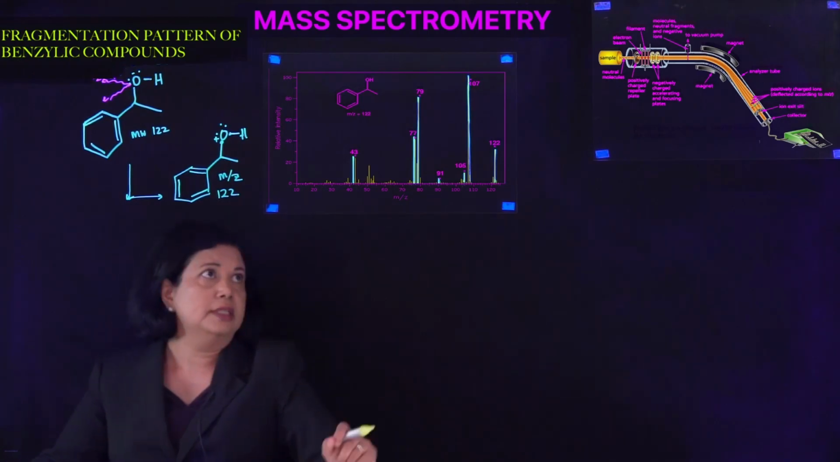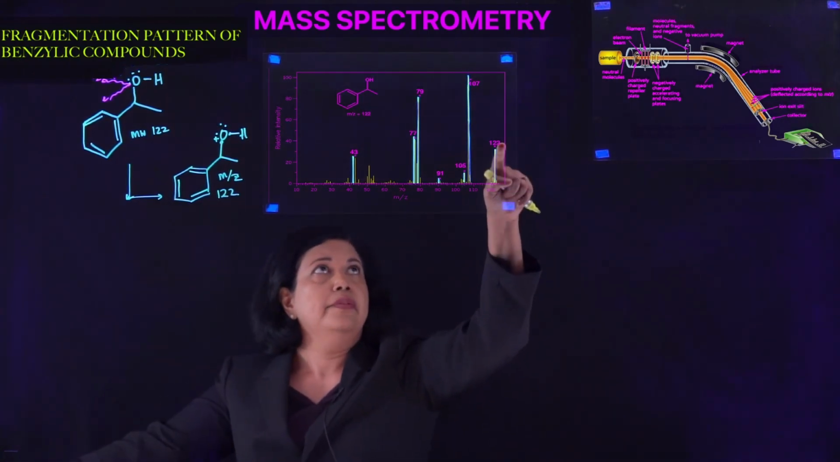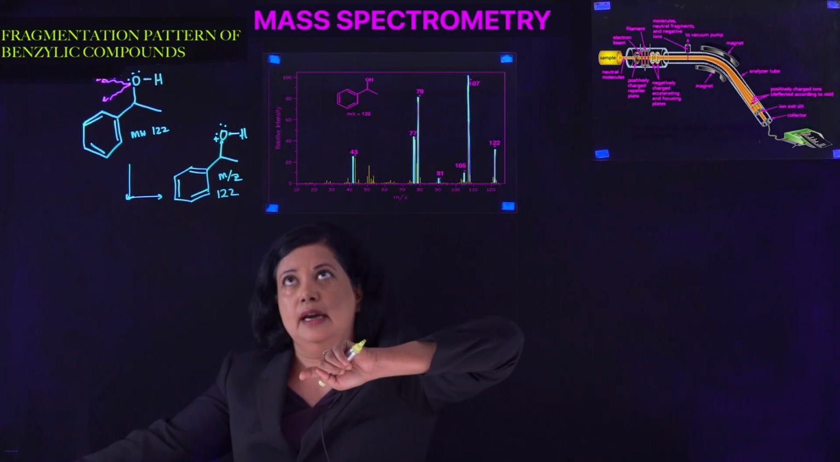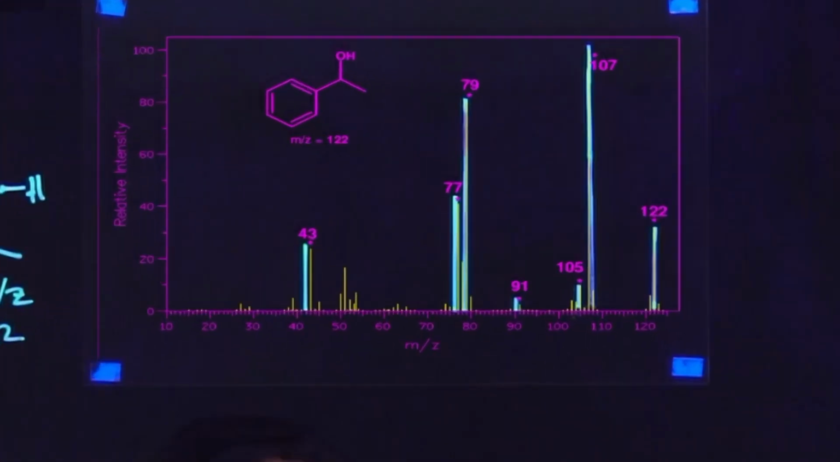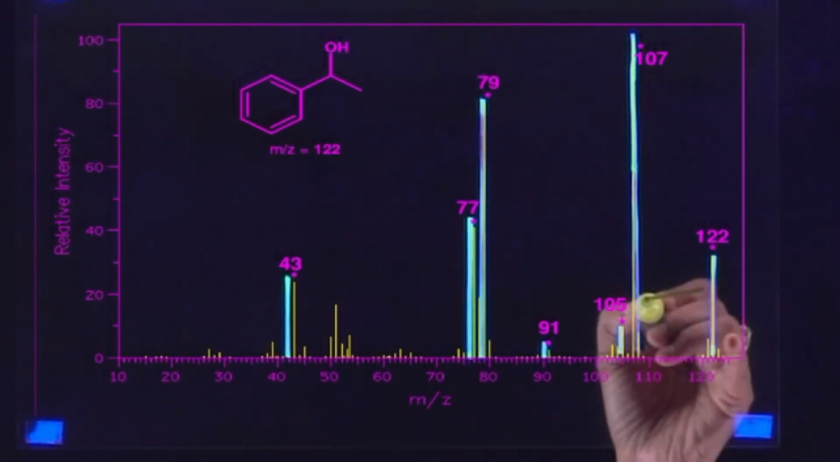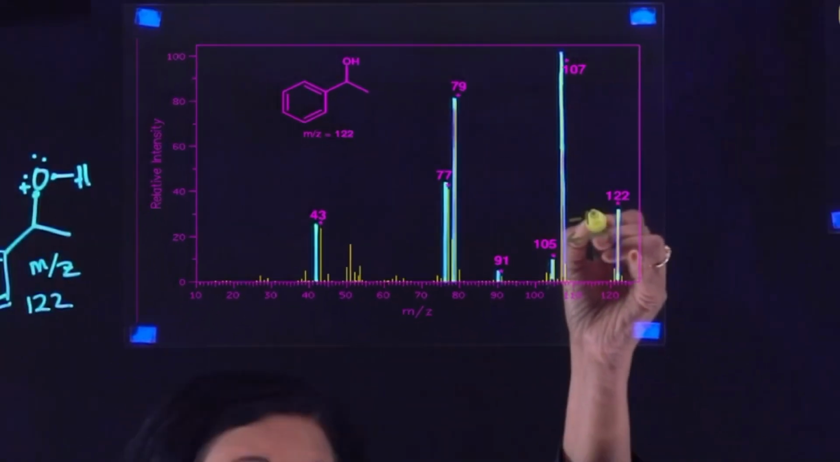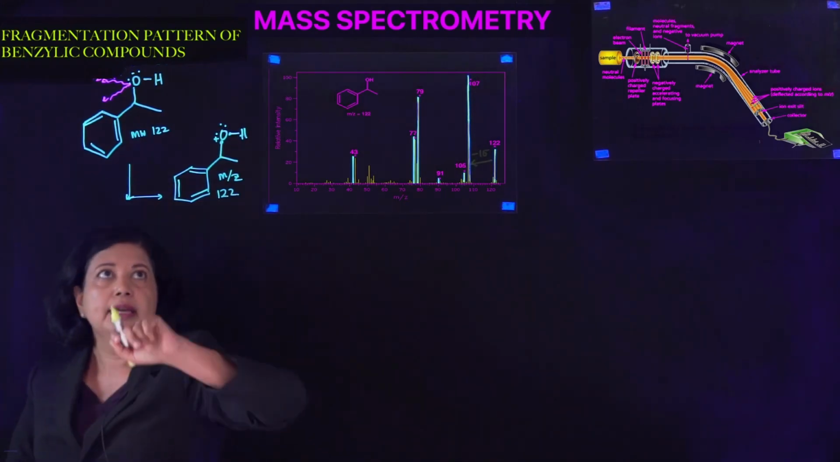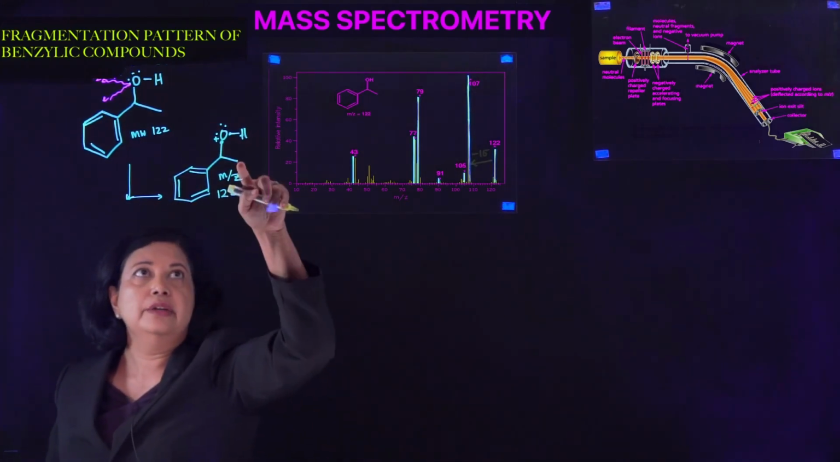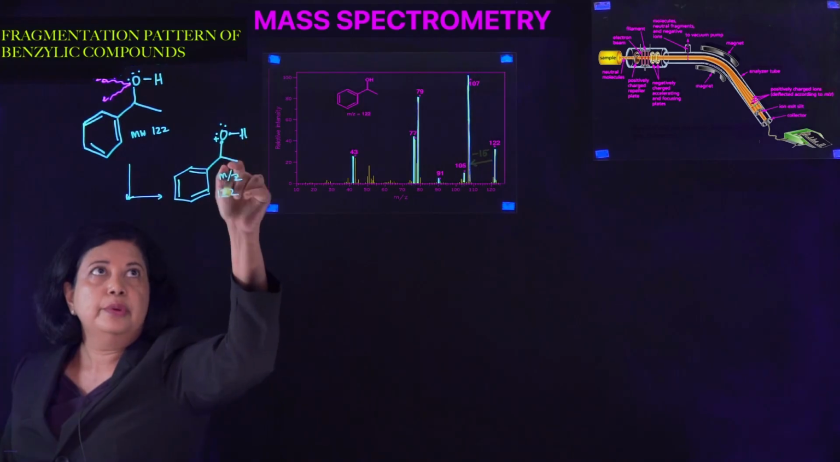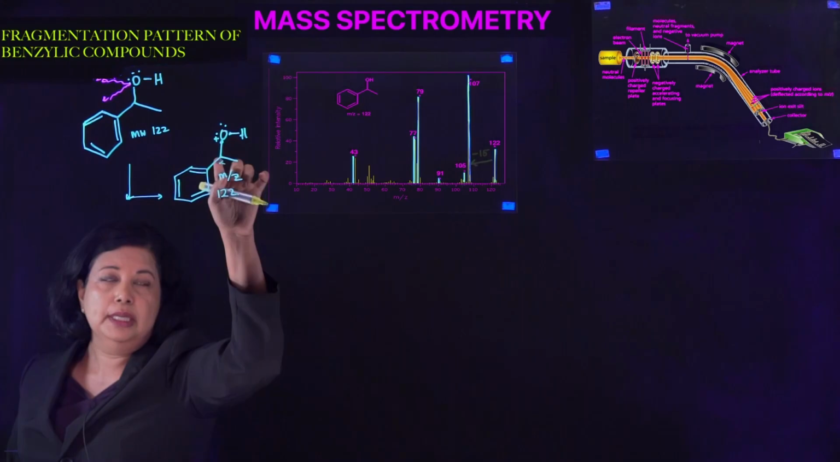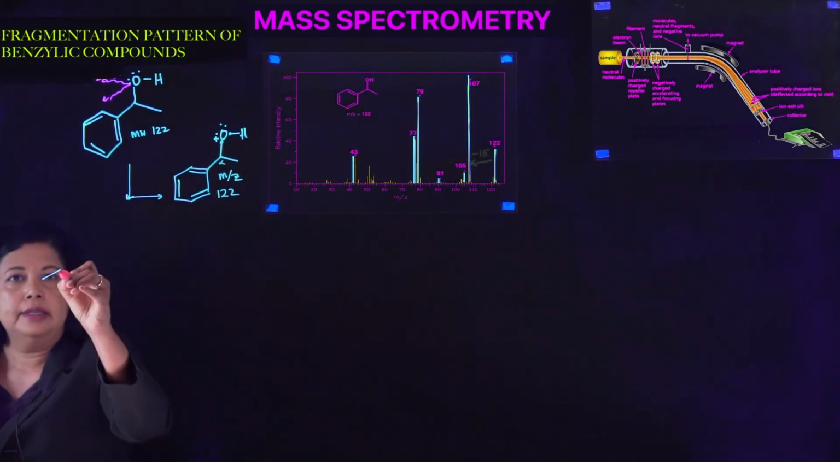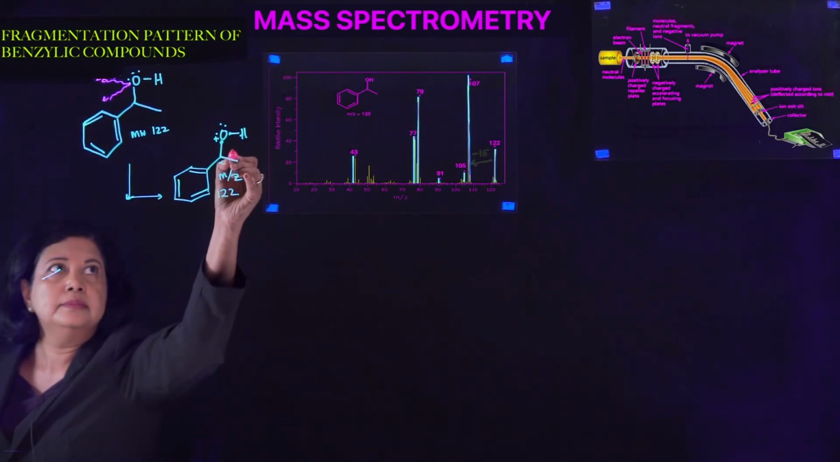But look at that. Once it goes to 122, then 107 is the highest peak. So 122 minus 107 is 15. And we know what a 15 is. That is going to be a methyl, and the only methyl that I can see here is this. So therefore, this is going to be your alpha cleavage, I mean between alpha and beta. Okay, so here is, that's your A. All right, let's do it.